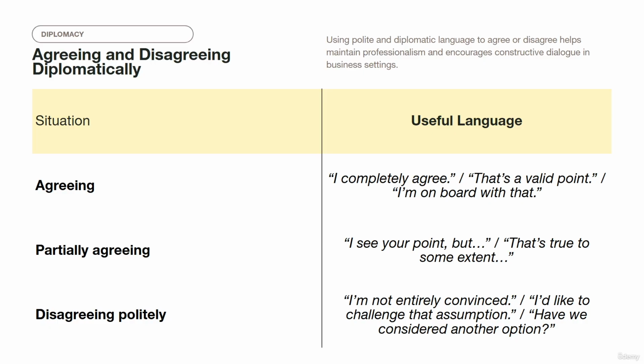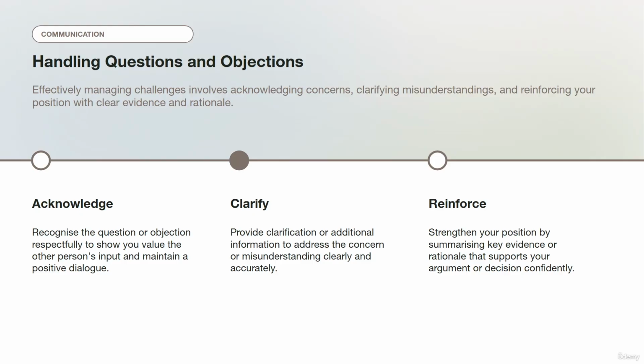You don't need to be super polite when you agree with someone, because they're happy you agree with them. But we definitely need to be polite when we are partially agreeing, and especially when we're disagreeing. It's very important to maintain politeness and not just say, "No, you're wrong. That's a stupid idea."